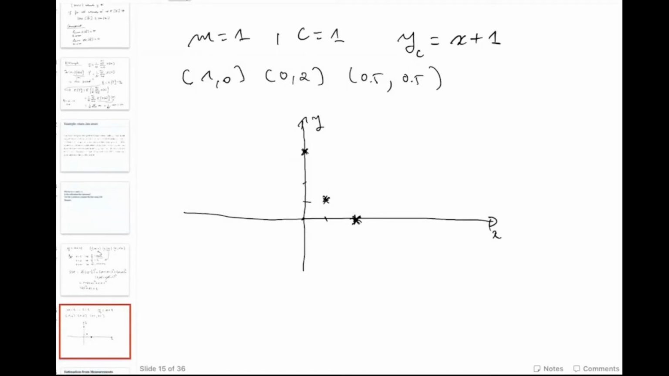Let's look at our line. The line is x plus 1, slope of 1, and intercept of 1. So for x equal to 0, y equal to 1. And then for y equal to 0, x equal to minus 1. Our line is going this way.